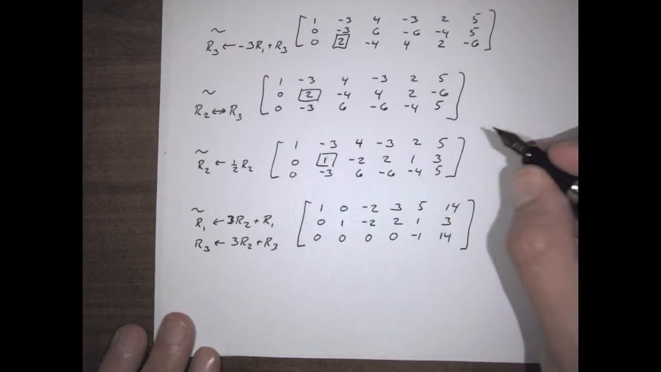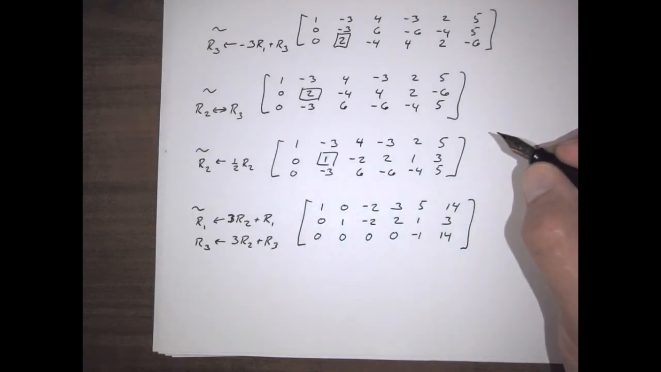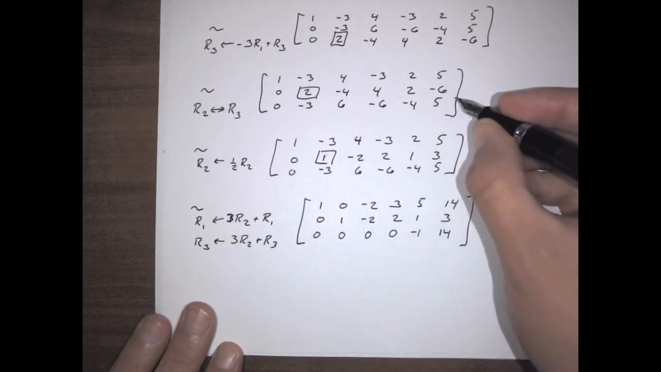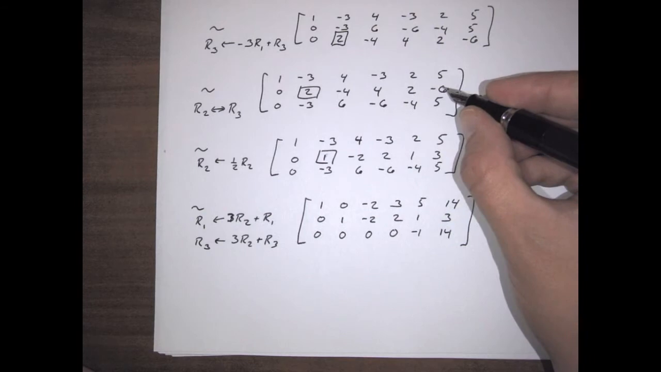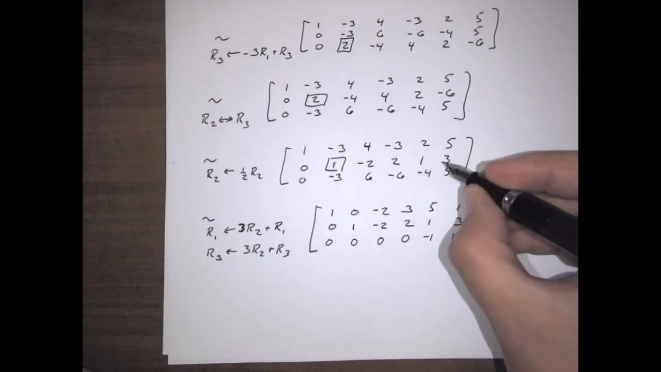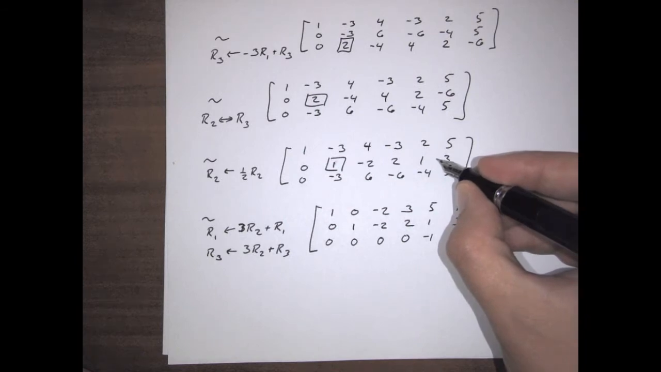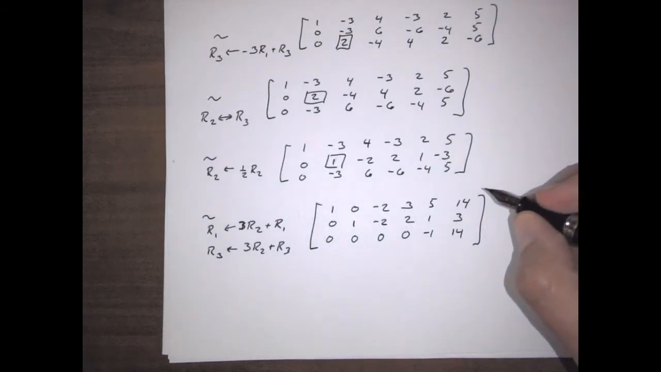Oh, wait a second here. There's a mistake. Can you see it? So right here, the second row, that should have been a negative 6, which meant that was going to be a negative 3. So, okay, some damage control here.